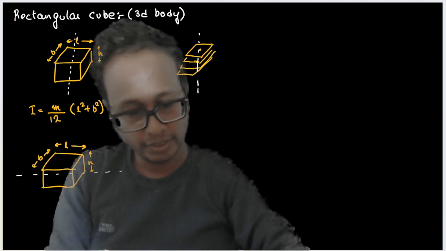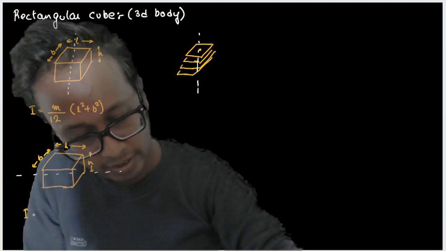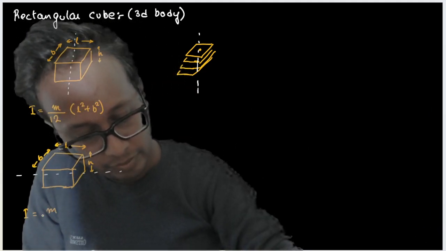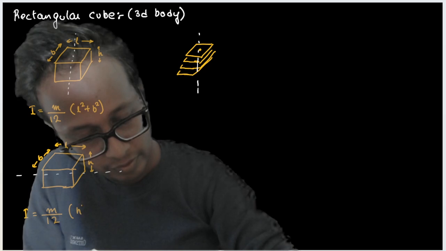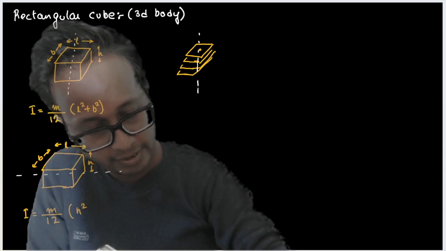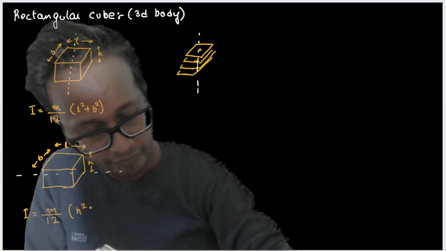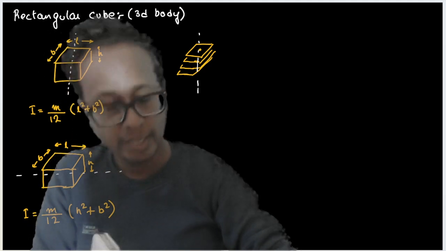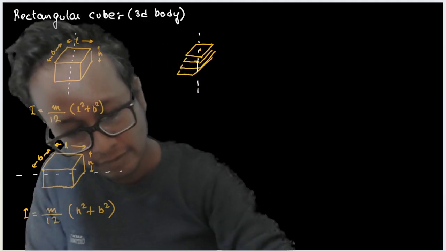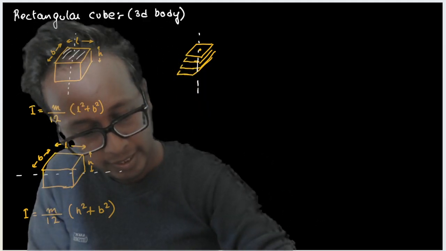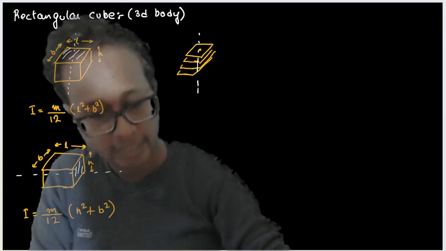So the moment of inertia out here is nothing but m by 12 into h square plus, what is this length? B square. H square plus B square. That means in the first case, you have to see this face as a rectangular cube. In the second case, you have to see this face as a rectangular cube.